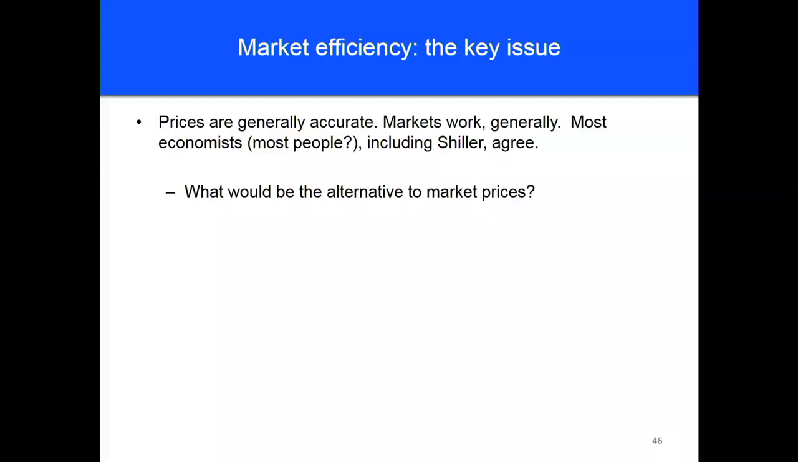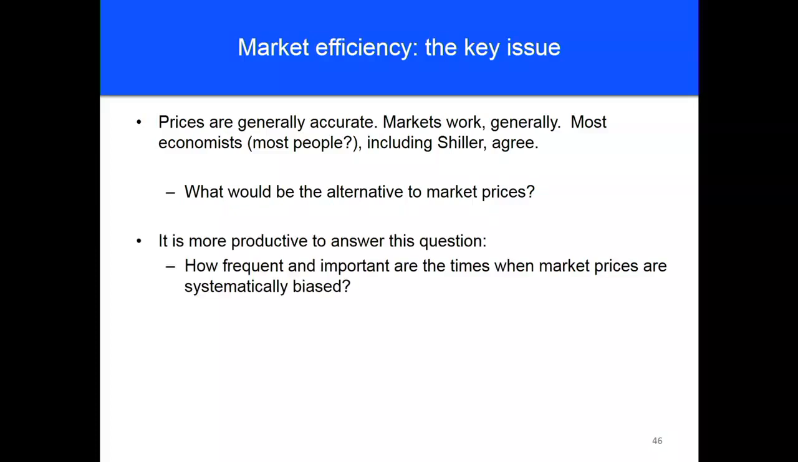Even Robert Shiller says markets work well most of the time. And the question also is, what would be the alternative to market prices? Who's going to determine prices or direct resource allocation? The more helpful question to ask is, how frequent and important are the times when market prices are systematically biased?